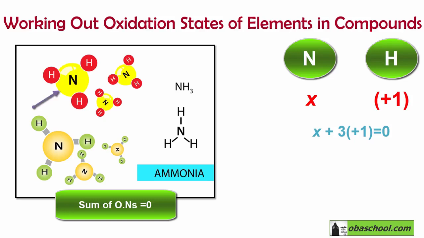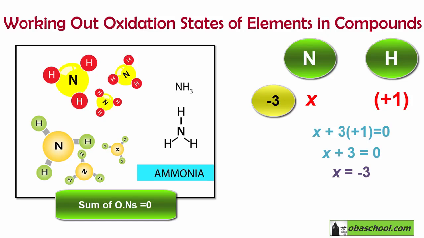So X plus 3 times +1 is equal to 0, because we have one nitrogen atom and 3 hydrogen atoms. So X plus 3 is equal to 0, and thus X will be equal to -3. So the oxidation number of nitrogen in ammonia is equal to -3. Let's check: -3 plus 3 times +1 is equal to 0. So the sum is equal to 0, and thus -3 is the correct oxidation number.